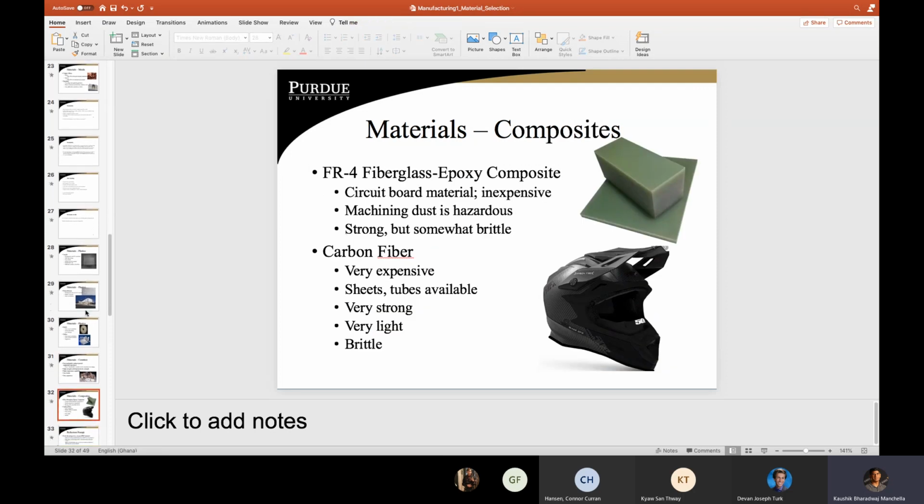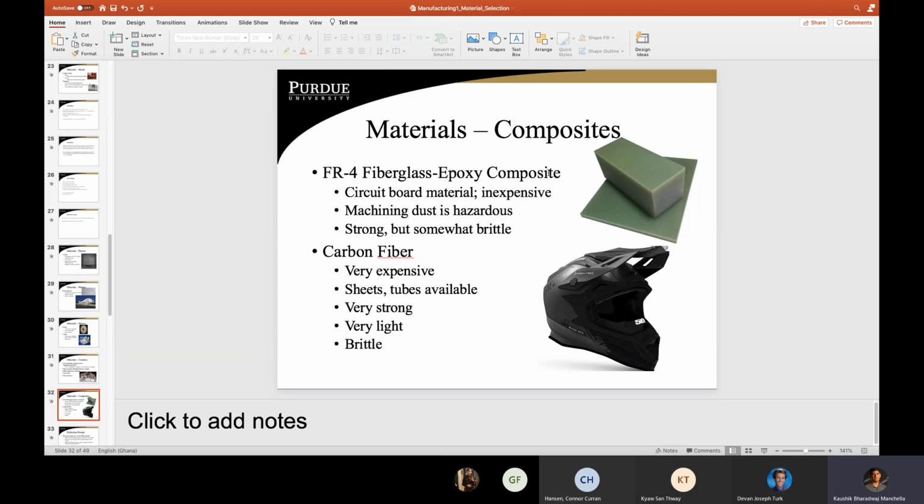Finally, you have the high performance composites. The more common and accessible one is fiberglass. You're going to see FR4 fiberglass, epoxy, whatever. I think there are even blocks of fiberglass downstairs that someone left behind. It's what circuit boards are made of, the breadboards. Dust can be hazardous just because it's so fine, and it's strong but also a little brittle. And then finally, you have carbon fiber.